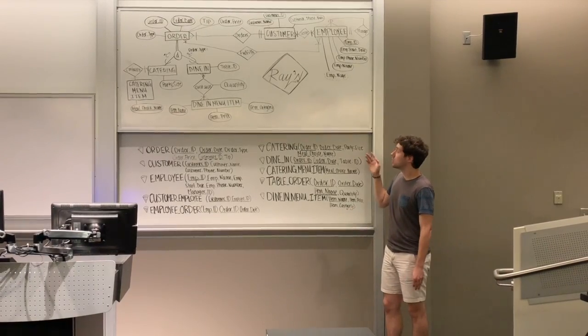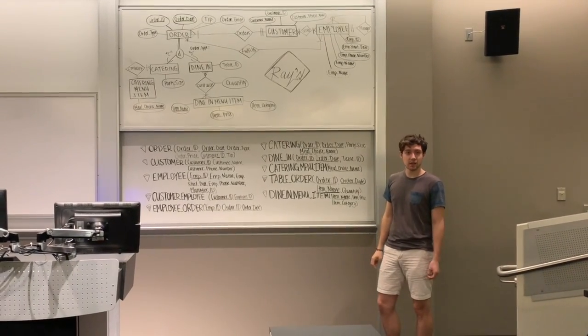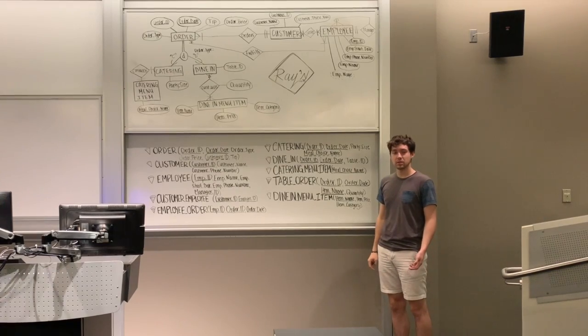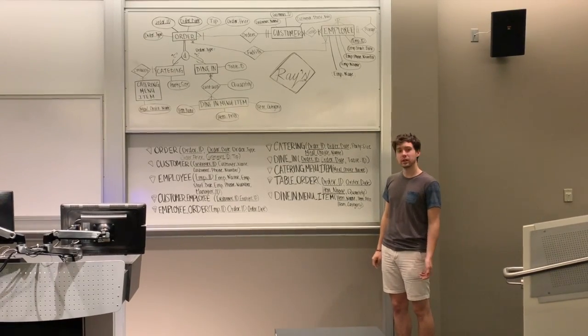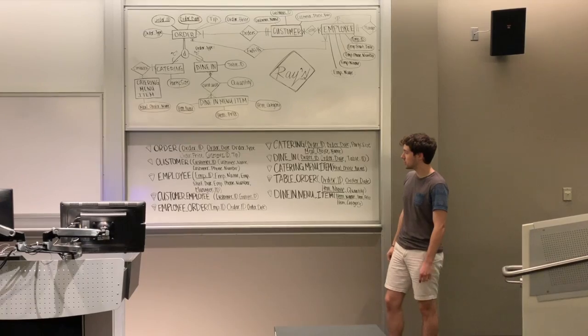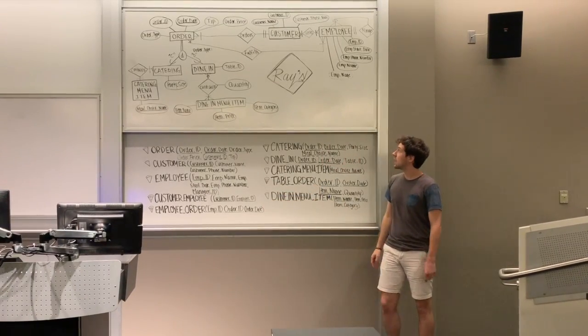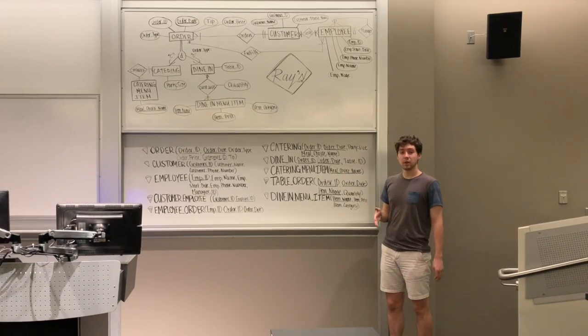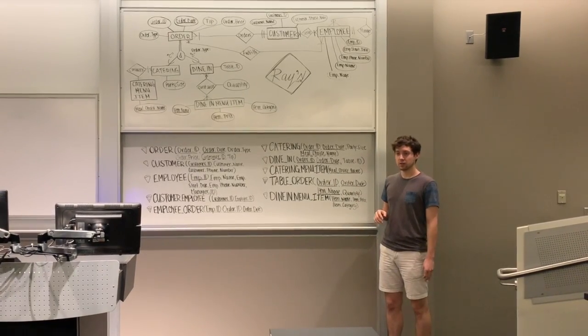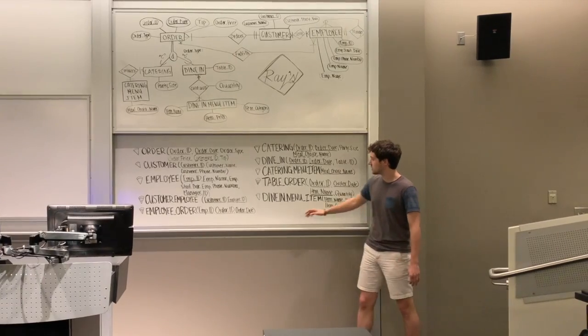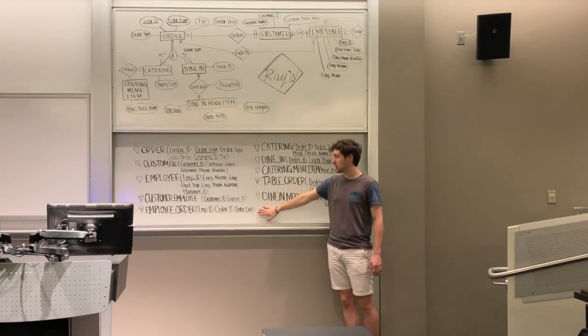We have employees and customers having a many-to-many relationship, where one employee can serve multiple customers and one customer can be served by multiple employees. So that is our customer-employee table right here. And then employees can fulfill many orders, and orders can be fulfilled by many employees. So that's our second many-to-many relationship table.